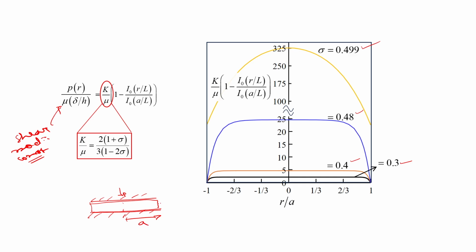So, at r equal to a the pressure is 0, which is here, and now we are applying the load. So, the pressure is maximum at the center. Now, how does it go for different materials, having different Poisson ratios?